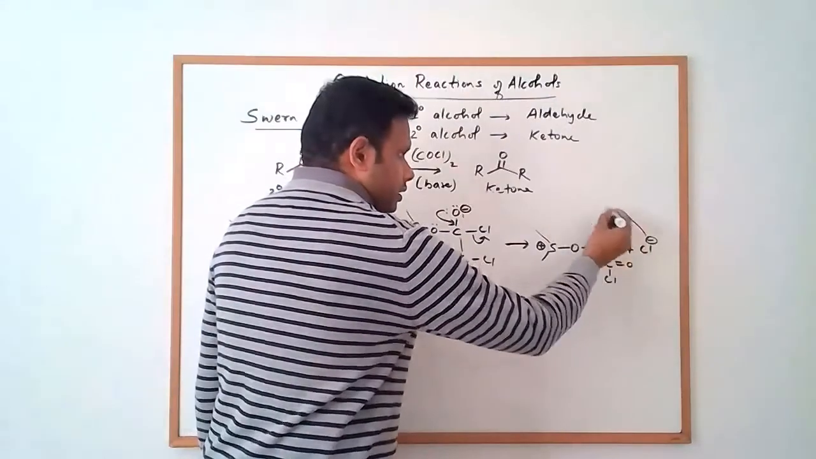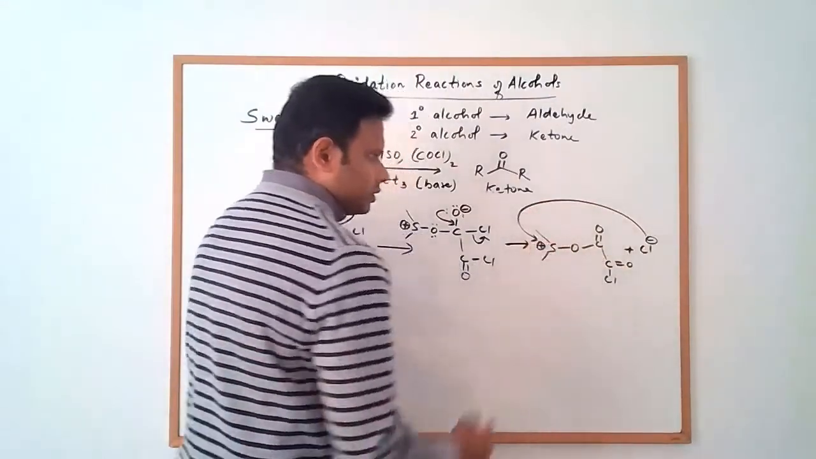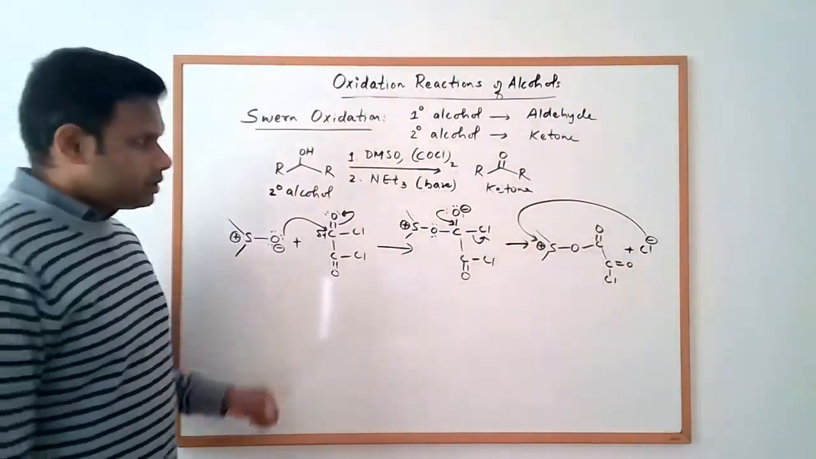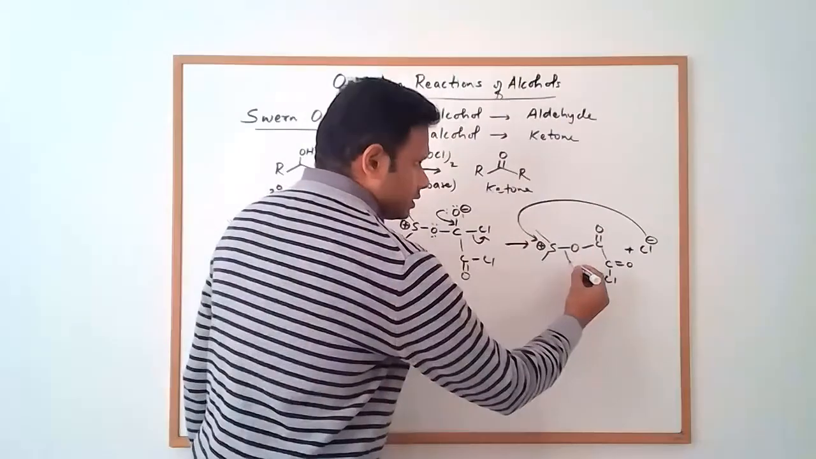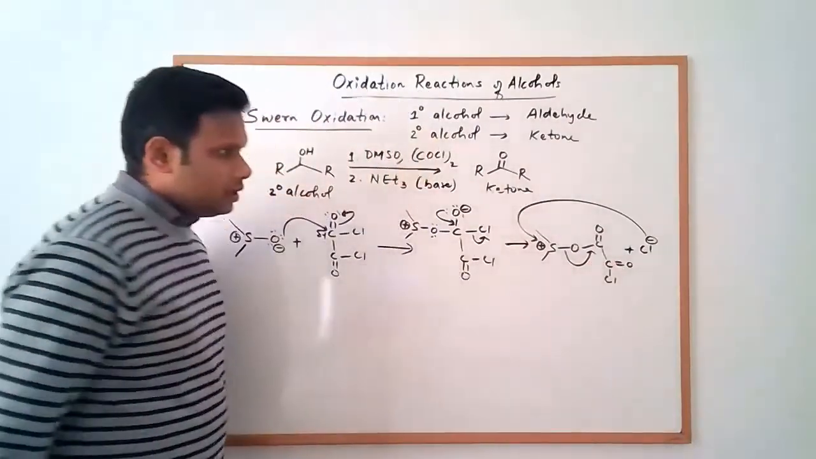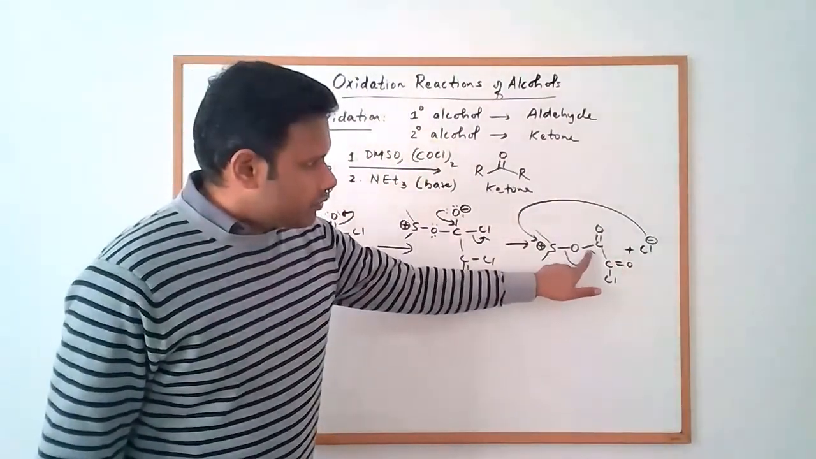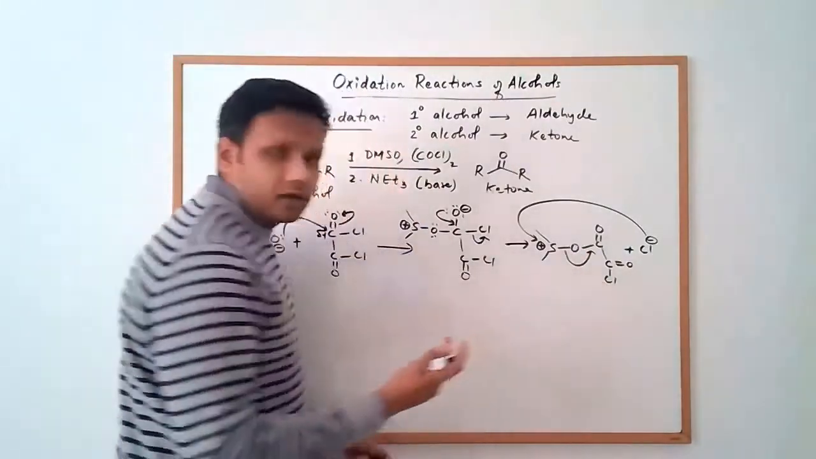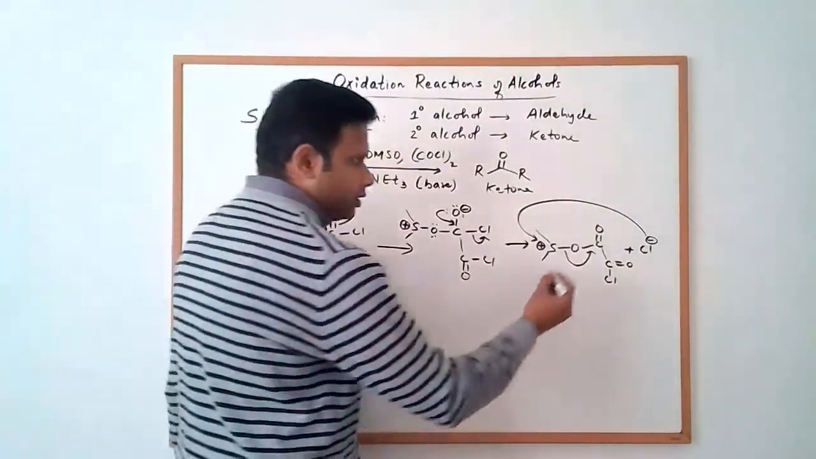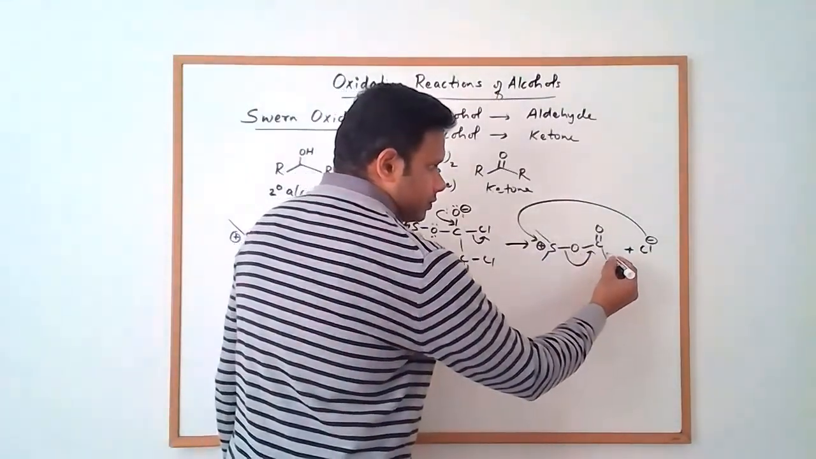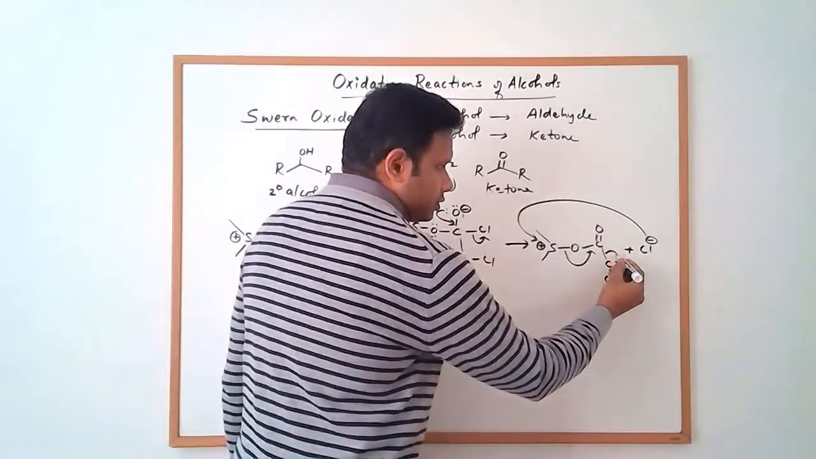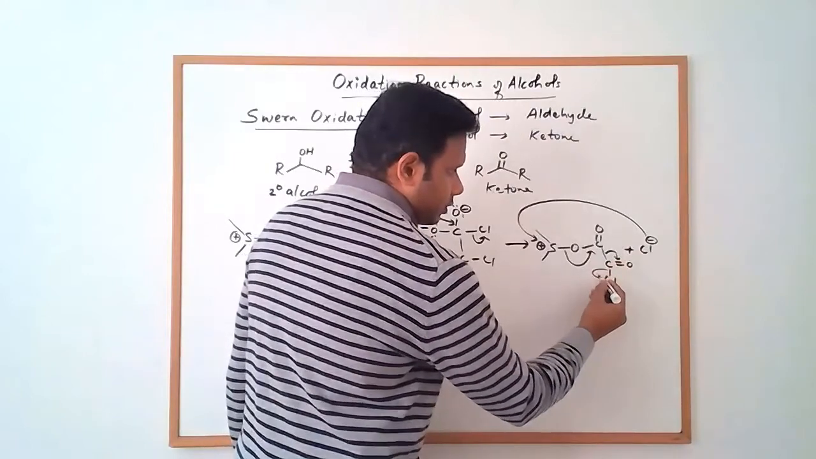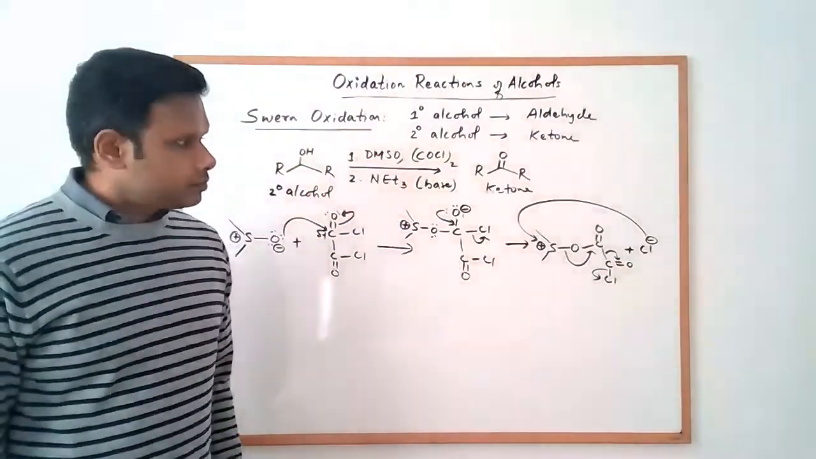Now this chloride can come and attack this sulfur, and when it does that, simultaneously this oxygen leaves. When that oxygen leaves, it forms a pi bond here. Simultaneously, there are a few steps that happen. That double bond forms, and this comes to the carbon and the oxygen, and the chloride gets kicked out.